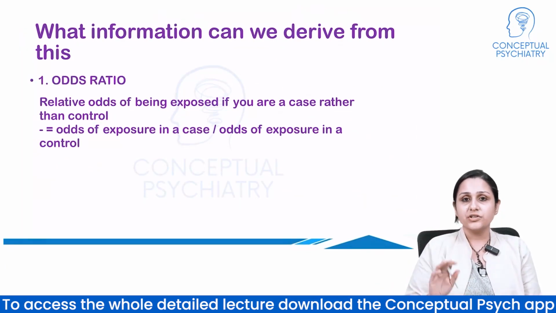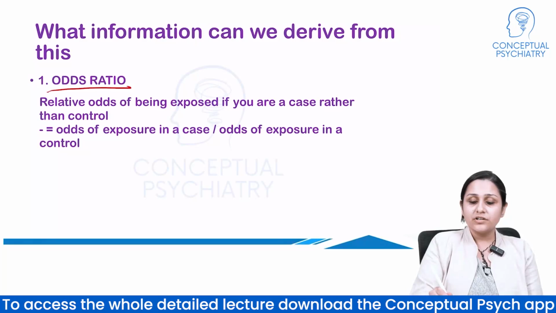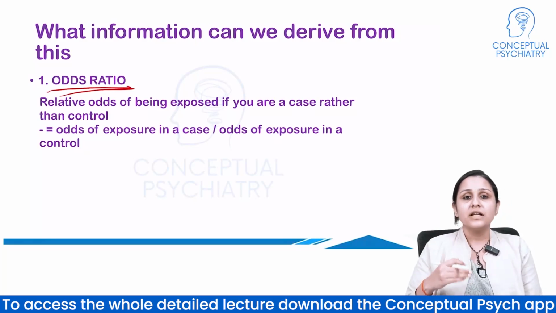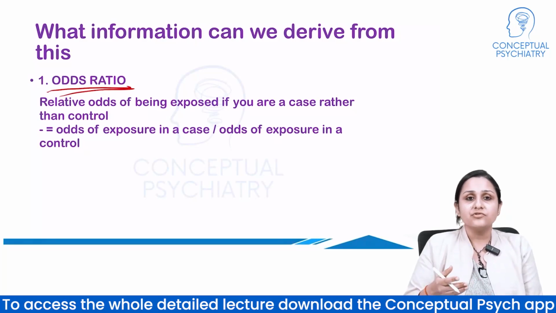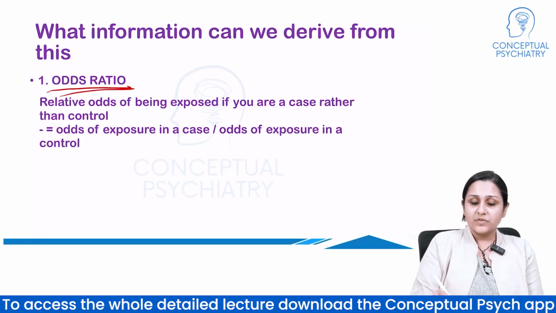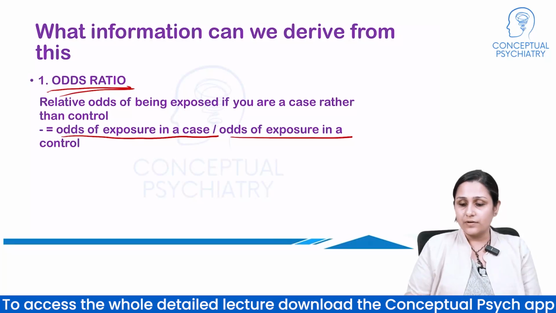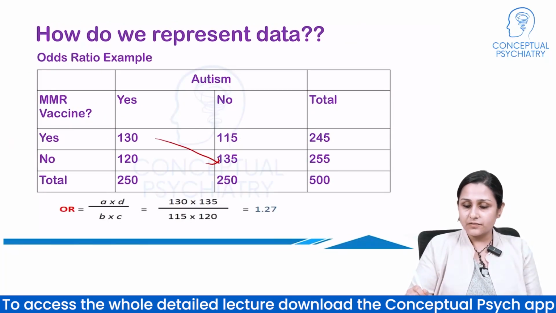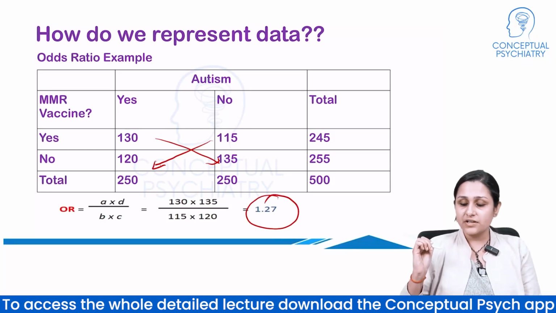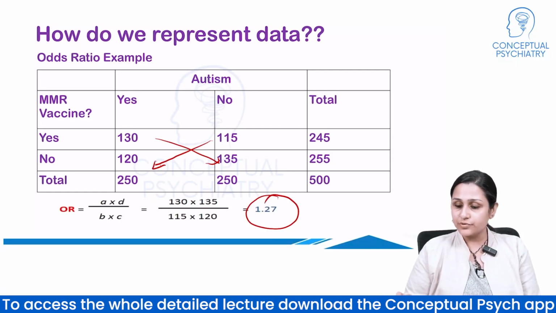And so what information can we derive from this? One important piece of information is the odds ratio, the relative odds of being exposed if you are a case rather than a control. So this we derive from odds of exposure in a case upon odds of exposure in a control. Simple cross multiplication. All right. Odds ratio is AD, which is 130 and 135 in this case, upon BC, which is 115 and 120. This brings us to an odds ratio of 1.27.